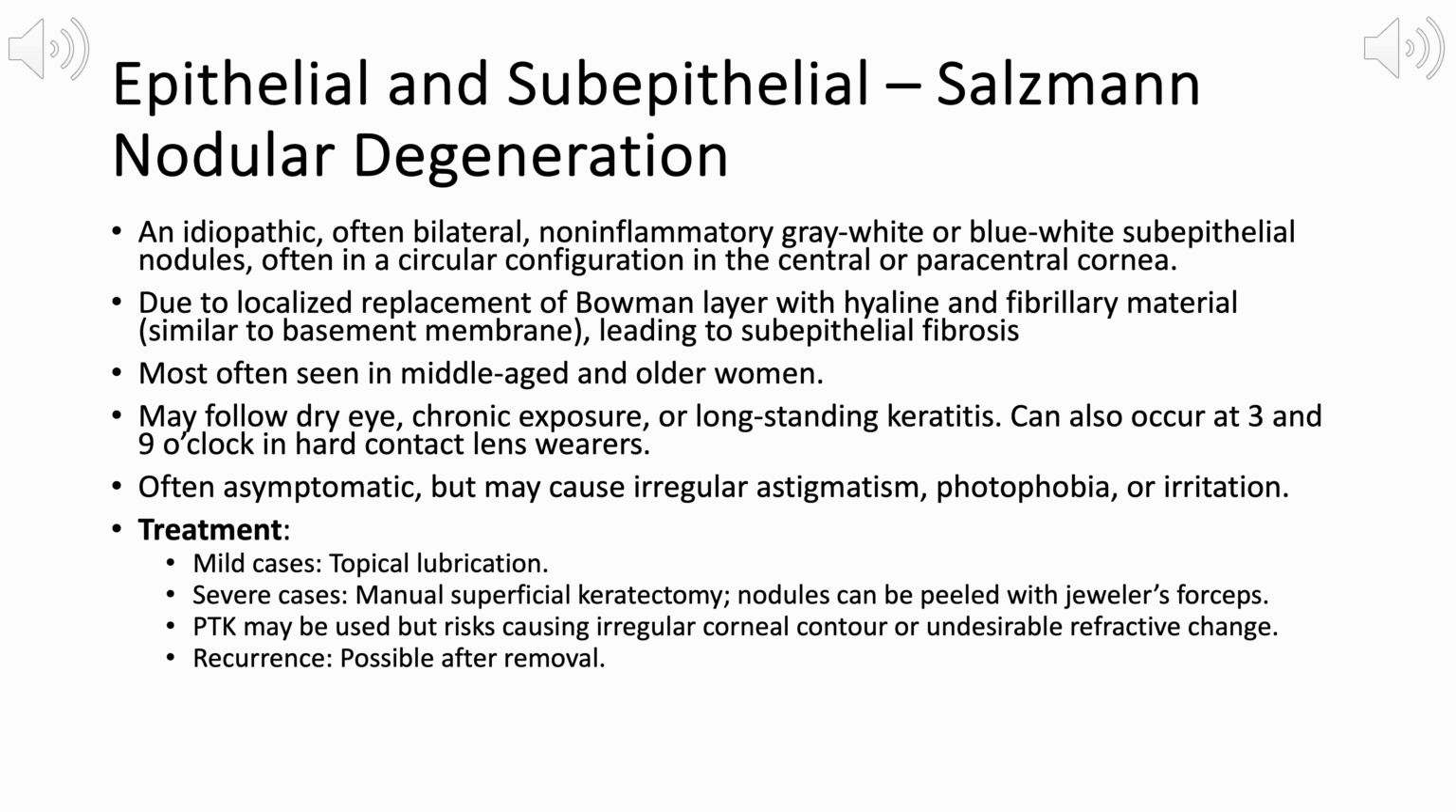Management depends on severity. Mild cases are addressed with topical lubrication, whereas severe cases may require manual superficial keratectomy, with nodules being peeled away using jeweler's forceps. PTK is another option, though it carries risks of causing an irregular corneal contour or undesirable refractive changes. Recurrence is possible following surgical removal. The next slide is a video from the AAO that demonstrates a superficial keratectomy on a patient with Saltzman degeneration.